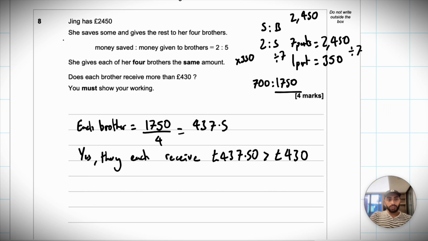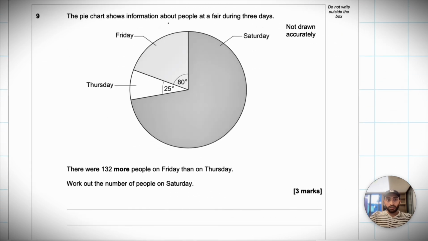So when you do these questions, it's useful to think, what can I find out given that they've given me this information? So I worked out a little bit here, and I worked out a little bit here, and that saved me at the end having to think about it all at once, and I had the answer straight away there. Question 9. The pie chart shows information about people at a fair during 3 days. There were 132 more people on Friday than on Thursday. So if I compare Friday and Thursday, I can see that I've got an angle of 80 degrees for Friday and an angle of 25 degrees for Thursday. So the difference between those two angles, 80 minus 25, is 55.